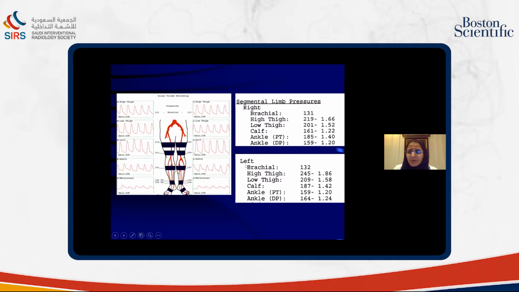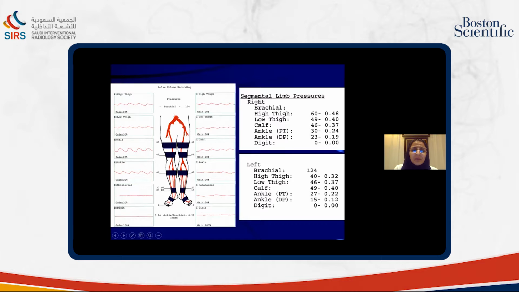If we go further, see here with bilateral iliac disease, or maybe in the aorta, this one. So abnormal PVR all the way down. And also the ABI is abnormal in the bilateral thigh. So this is usually the disease in either the aorta or the iliacs.